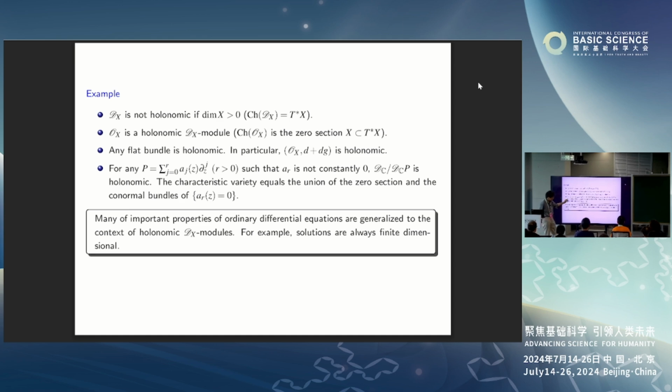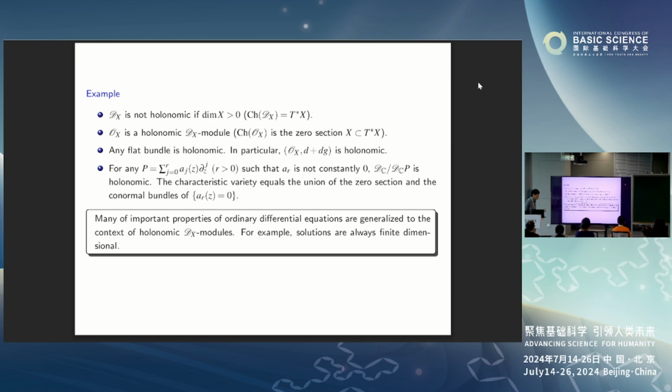And the characteristic variety of O_X is the zero section in the cotangent bundle. So O_X is always harmonic. And more generally, any flat bundle is harmonic. So in particular, the D module given by O_X into D plus D_G is harmonic. And for any linear ordinary differential equation, we can consider the corresponding D module. And it is easy to see this D module is harmonic.